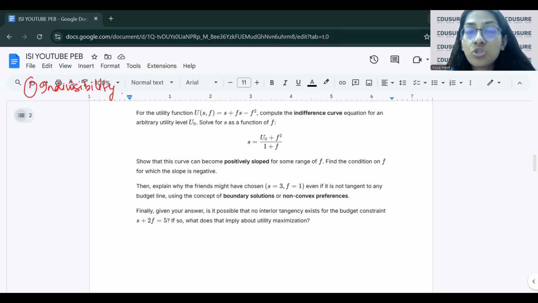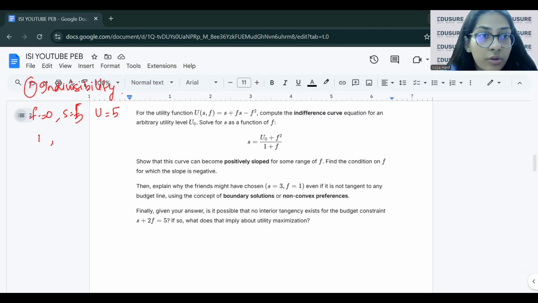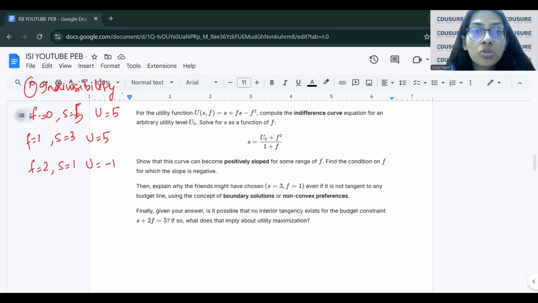But if f has to be an integer, then Leo's feasible bundles on the budget would be something else, right? So f is equal to 0, s is equal to 5 will give you a utility of 5, right? f is equal to 1, s is equal to 3 will give you a utility of 5. f is equal to 2, s is equal to 1 will give you a utility of -1, right? So f is equal to 0 and f is equal to 1, it is a tie at 5, right? So friends might have picked f is equal to 1 for variety or gift appeal, okay? So indivisibility might be one of the reasons, right?